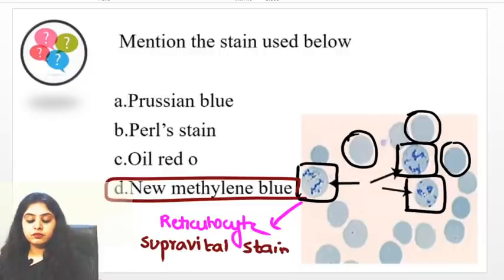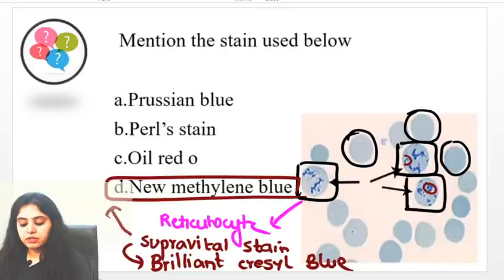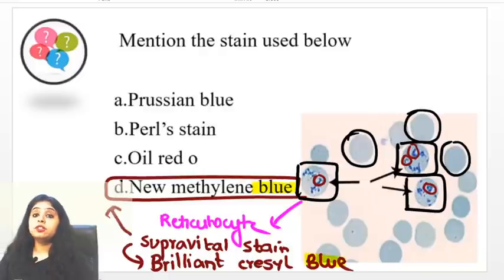And examples of supravital stain are new methylene blue and brilliant cresyl blue. All the blue stains, okay? New methylene blue and brilliant cresyl blue. That is why what appearance or what granular content are you seeing? What color? You're getting the blue color because of new methylene blue, brilliant cresyl blue. Which is the best one? It's new methylene blue.